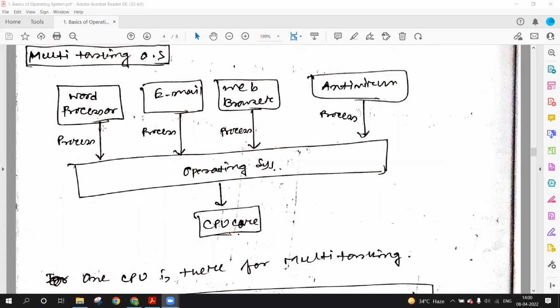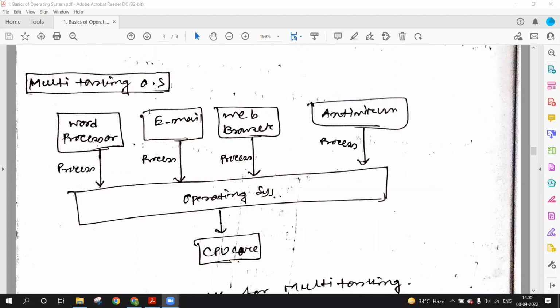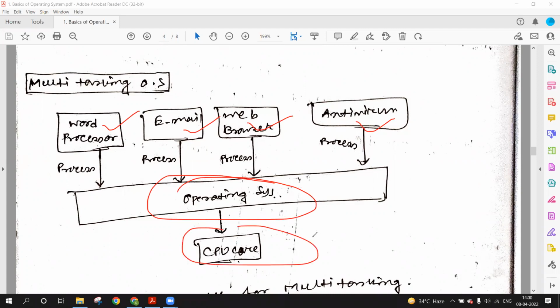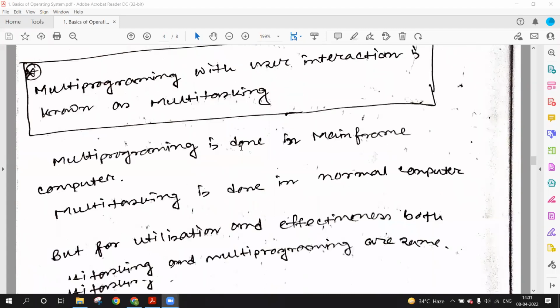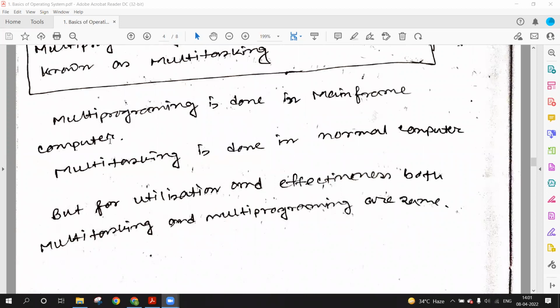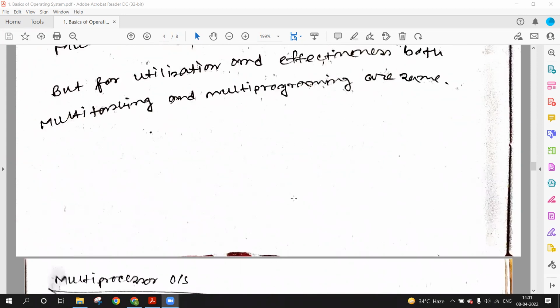So here, multiple tasks are going on simultaneously, like word processor, email, web browser, antivirus process. One operating system and one CPU core. So one CPU is there. Multi-programming is done in the mainframe computer, and multitasking is done in a normal computer or personal computer. But for utilization and effectiveness, both multitasking and multi-programming are the same.